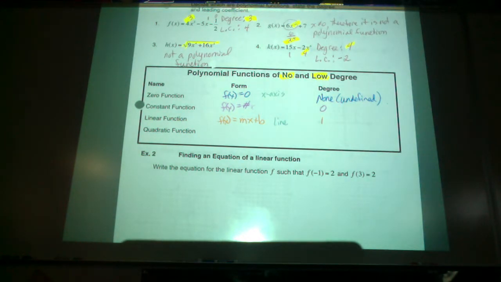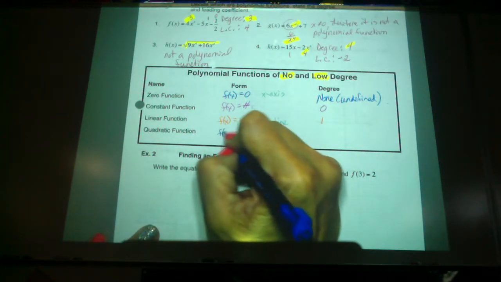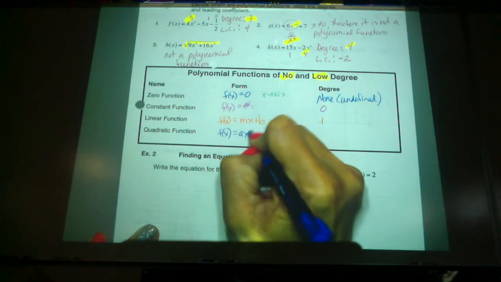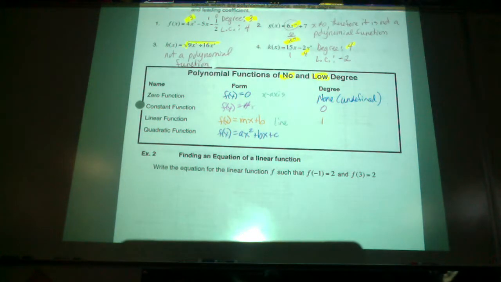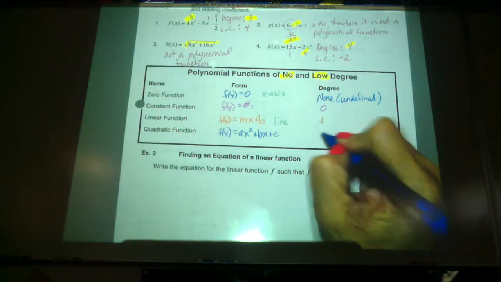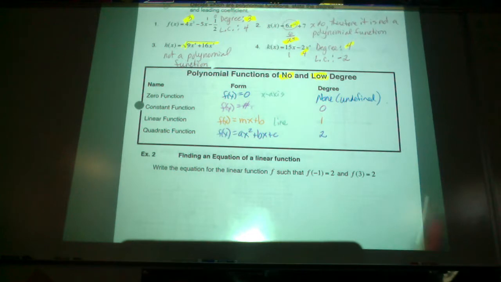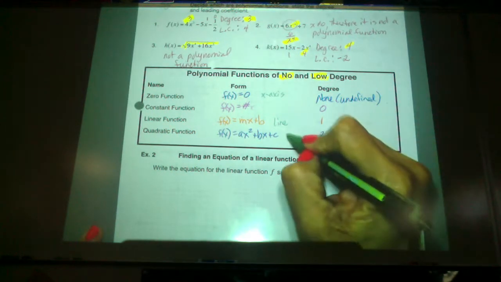Then the last one we're going to work with in this section is the quadratic function, which would be f of x is equal to ax squared plus bx plus c. What's the degree of that? 2. And this is the graph of what? A parabola.